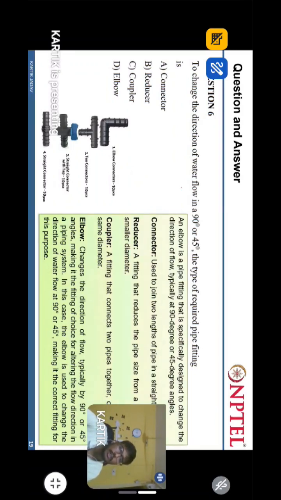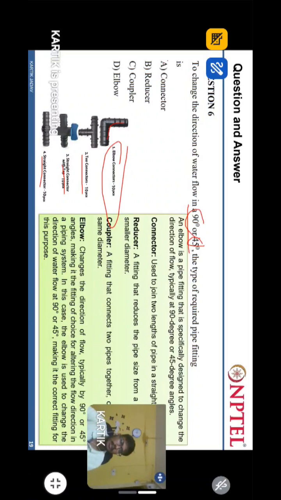To change the direction of flow by 90 degrees or 45 degrees, the type of pipe fitting required is... So we know that to change the direction of flow, whether 90 degrees or 45 degrees, we generally use an elbow, right? This is a 90-degree elbow shown here, and there are various types of elbow. There are the T connector and the straight connector, again of different designs.